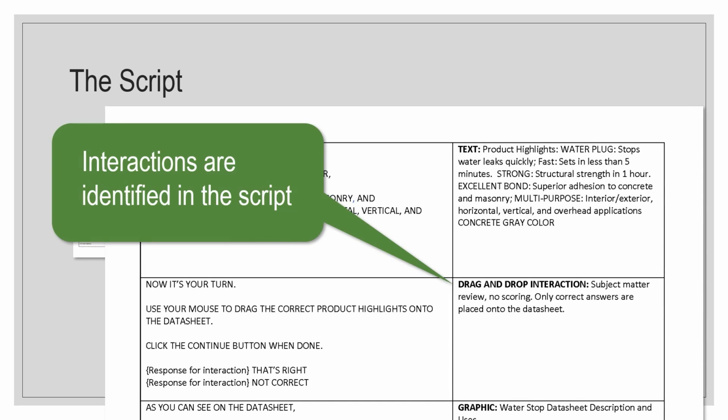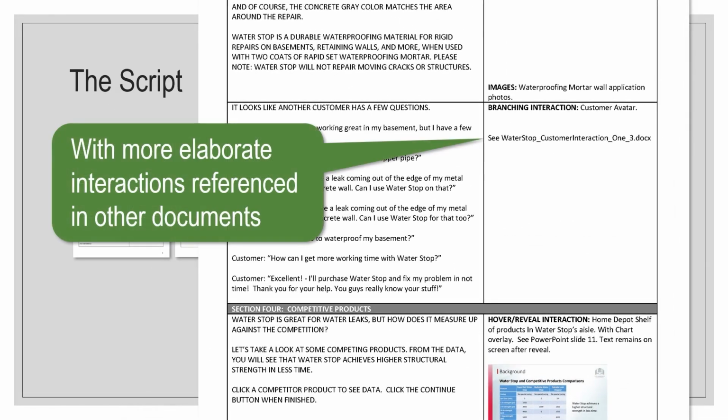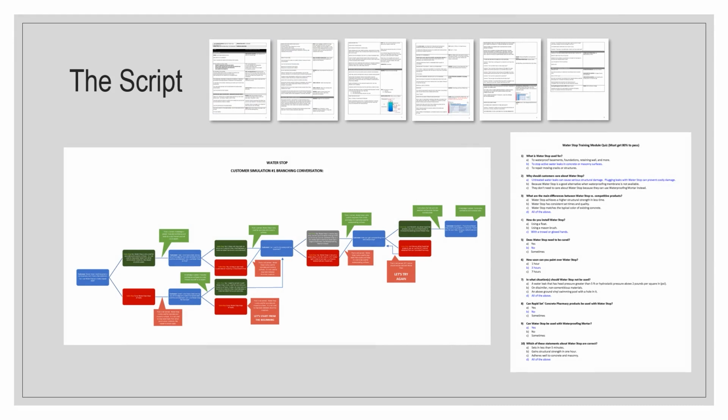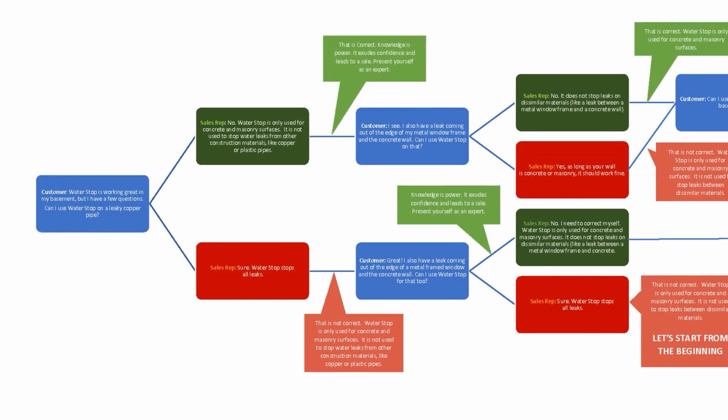So in the script, I was able to identify the interactions within the script. And for the more elaborate interactions, I referred to Word documents for review. So here are some examples of those additional documents. This is the branching exercise where in blue we have the customer asking the question, and then in green is the correct response, and in red is the wrong response. And you can see how it branches out into different scenarios.